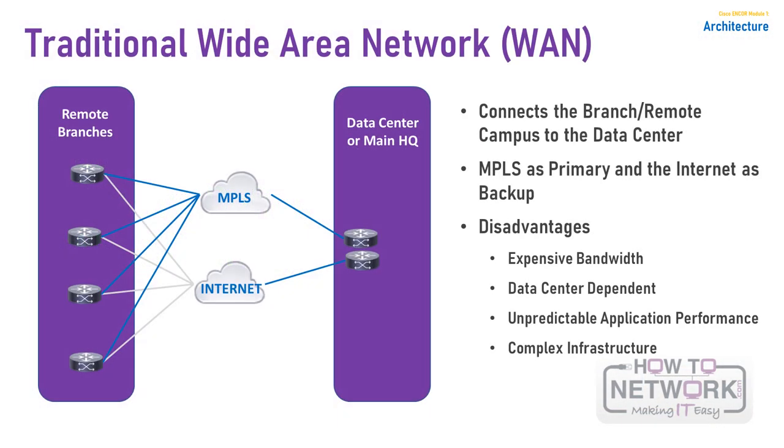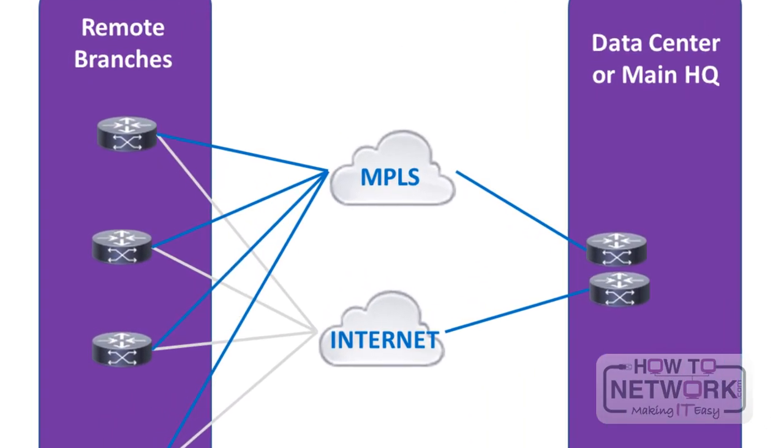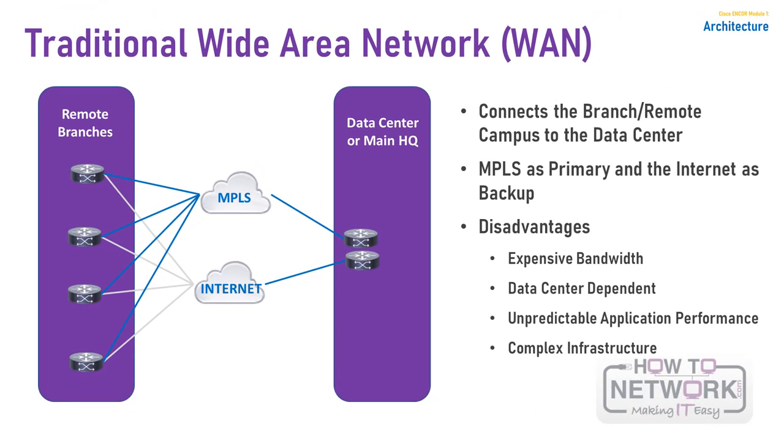What is a traditional WAN? A traditional WAN provides reachability between remote branches or campus to services and applications in the data center. It typically uses MPLS as primary for reliable and secured connectivity to the data center and uses the internet as a backup. The traditional WAN architecture was limited to enterprise, branch, and data center.